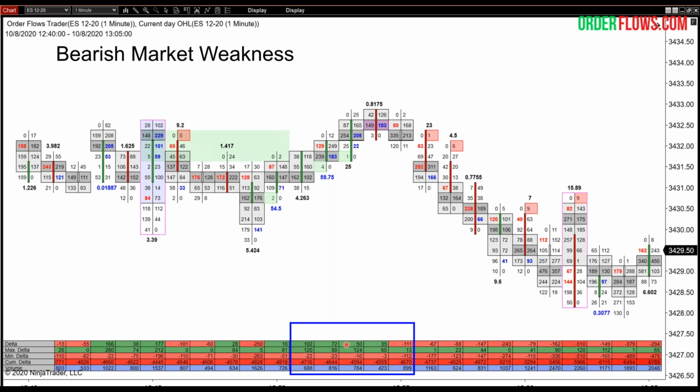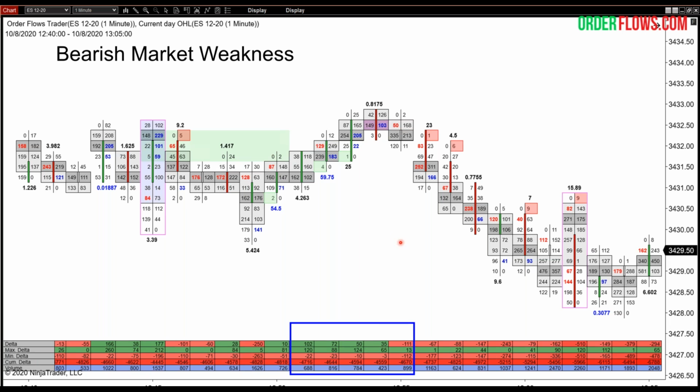It's only 50, right? For this move to continue, you're going to want to see a nice strong positive delta, not 50, right? You're going to want to see 500 or something, or 150, something stronger than the previous numbers. Then you get up here, you got 35. Market doesn't even make a new high. So you can see the buyers are weakening just by watching the delta.